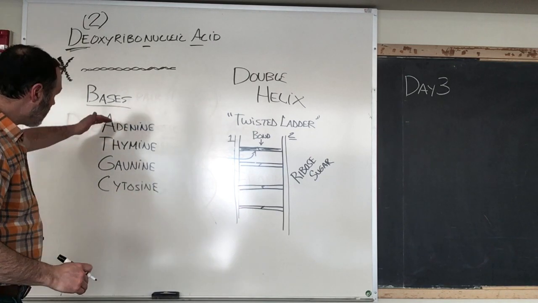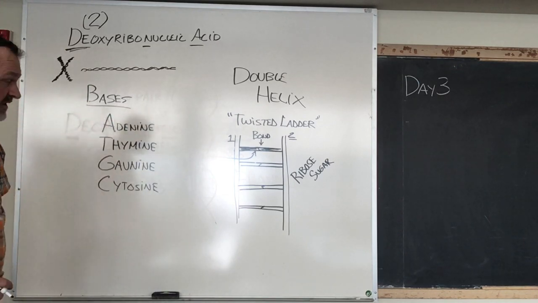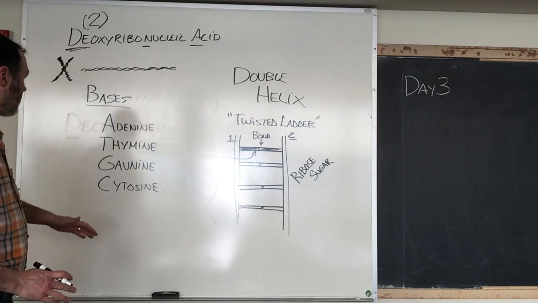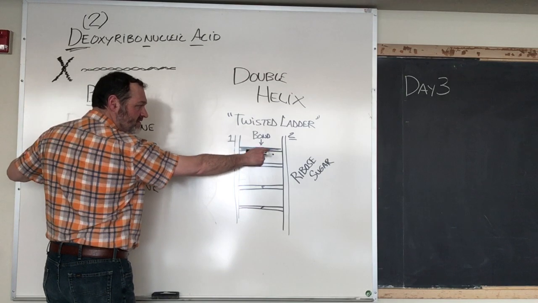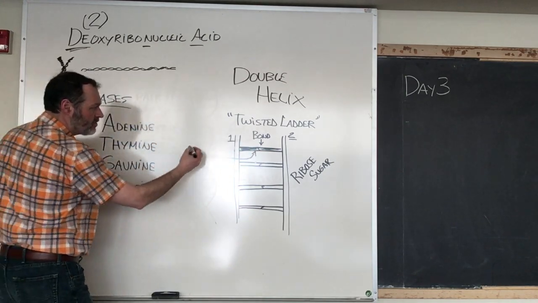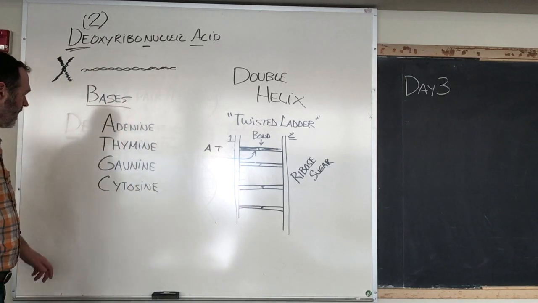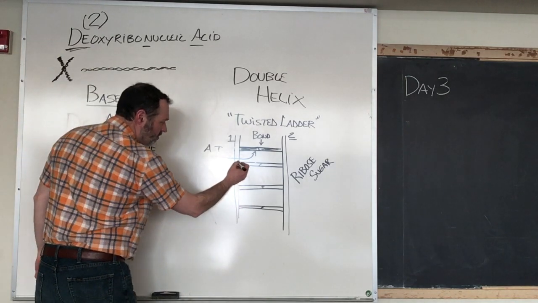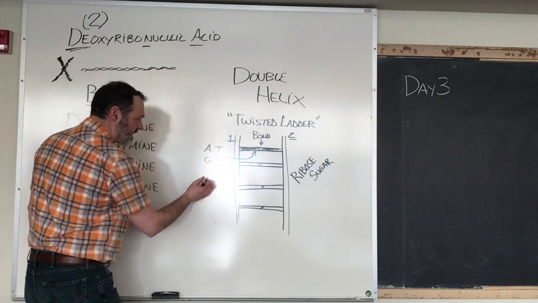Okay, there's those 4 nucleic acids that are the bases of DNA. There's only those 4. And here's the interesting thing. Adenine always pairs up opposite of thymine. So you've always got an AT pairing. And guanine always pairs up with cytosine. So, on the next rung, you might have a GC pairing.